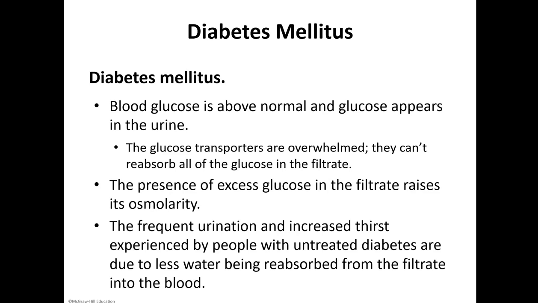Diabetes mellitus: blood glucose is above normal and glucose appears in the urine. The glucose transporters are overwhelmed, so they can't reabsorb all the glucose in the filtrate. The presence of excess glucose in the filtrate raises its osmolarity. Frequent urination and increased thirst in people with untreated diabetes are due to less water being reabsorbed from the filtrate into the blood.